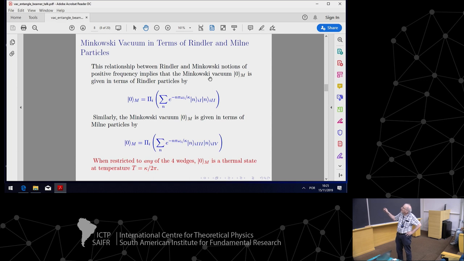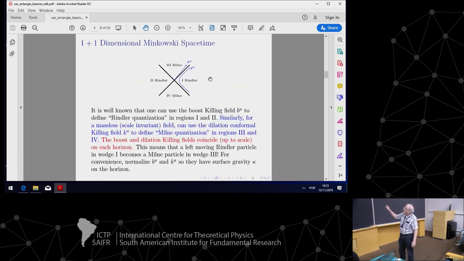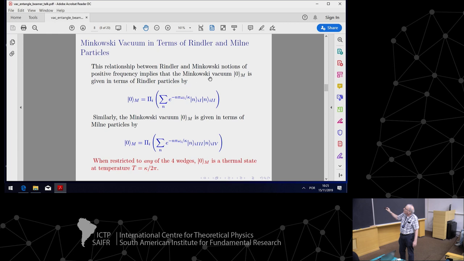Now, if we ask what is the state in just wedge 1, where I form a density matrix by tracing out over wedge 2, then this will get a square of this factor, which will just be a Boltzmann factor. We'll get exactly a thermal distribution of Rindler particles in wedge 1 at a temperature kappa over 2 pi. And of course, we'll similarly get a thermal distribution of Rindler particles in wedge 2.